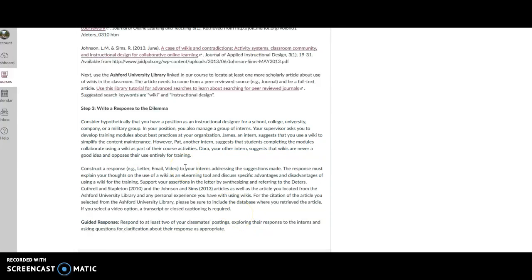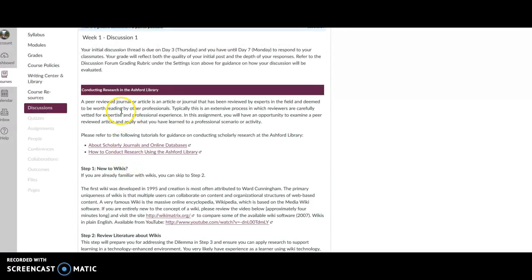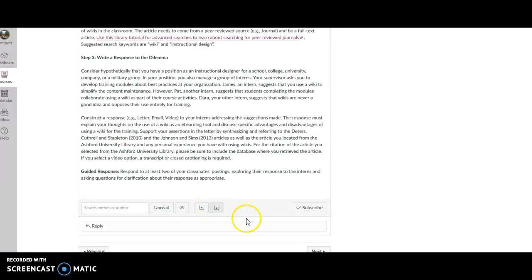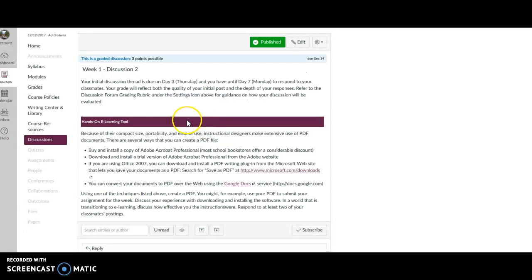Basically, you're considering whether or not to use a wiki in your area, and you have 3 people with 3 different opinions about whether or not, and you're going to write a response using a scholarly journal. So take your time to look through how to do that. It'll be a very interesting discussion and a good one to give you a good scholarly foundation for different things.